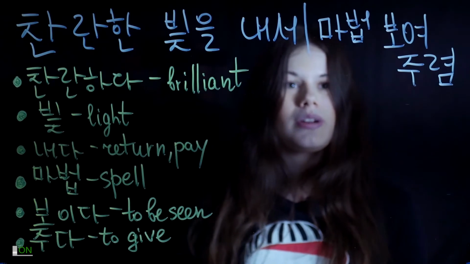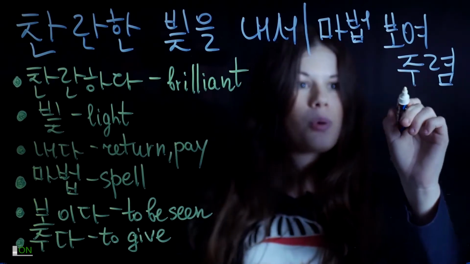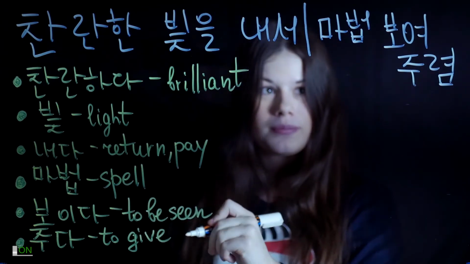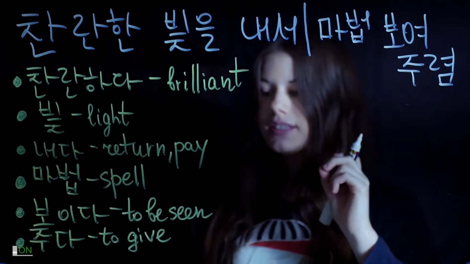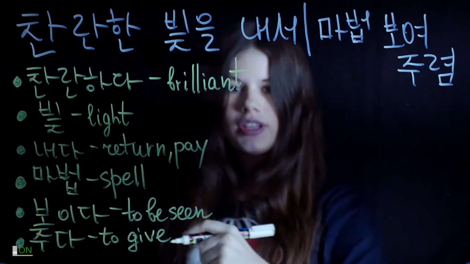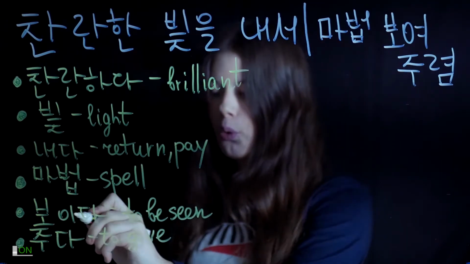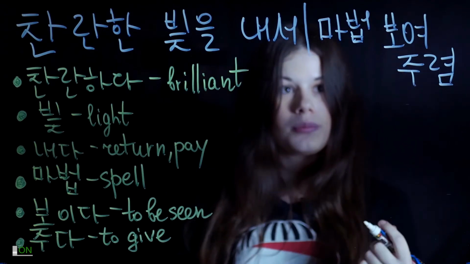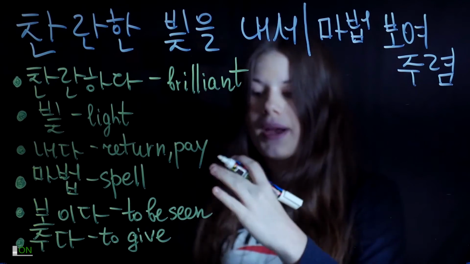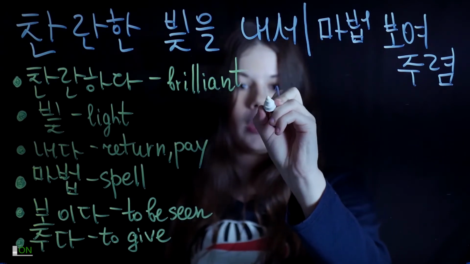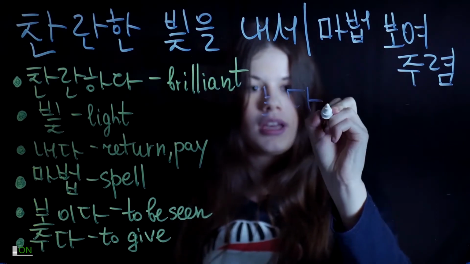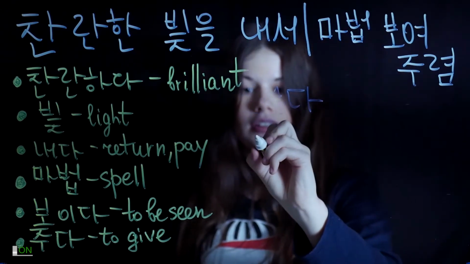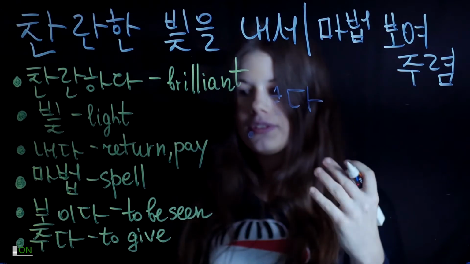So now let's deal with this part. 마법 보여주렴. 마법 means spell. 보여, it's quite tricky. This is actually a passive verb, 보이다, to be seen. And there is one more verb, the active version of this passive verb. It is 보다. 보다 means to see something. And here I'll give you maybe two examples of it.